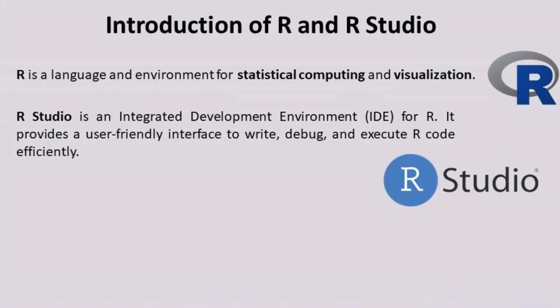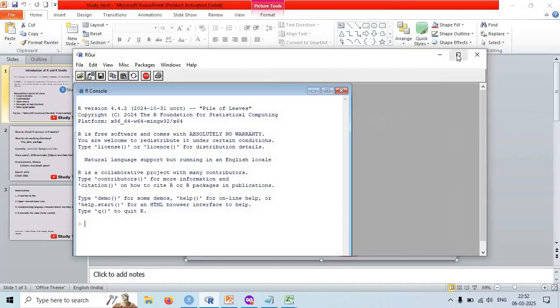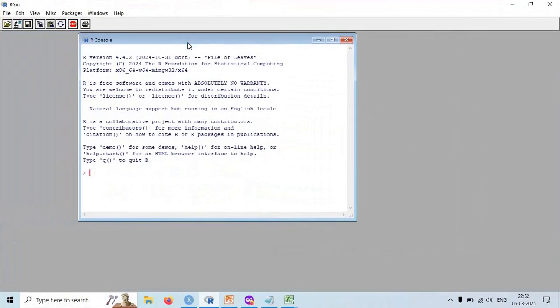So first we have to know that R is a language and environment for statistical computing and visualization. And RStudio is an integrated development environment for R. It provides a user-friendly interface to write, debug, and execute R code very efficiently. So when you install R, it will appear like this.